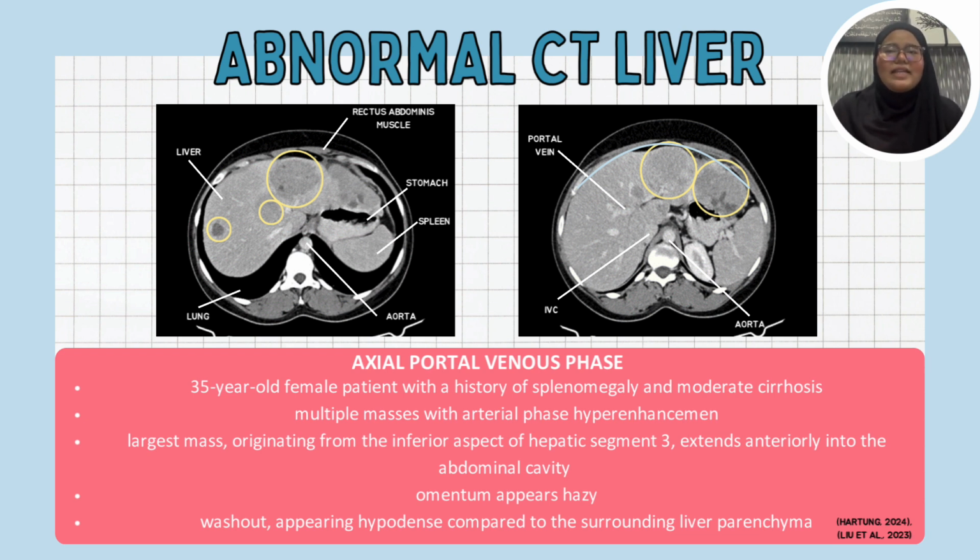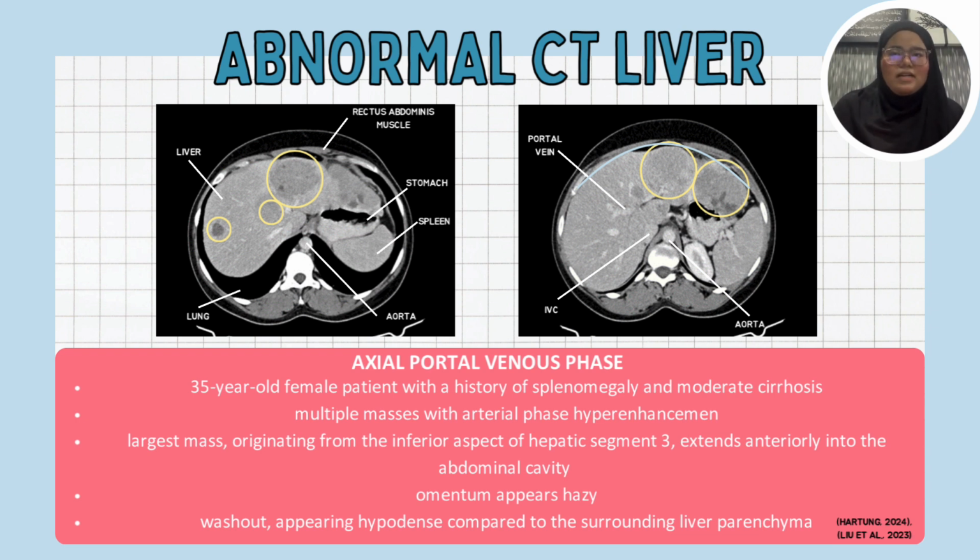I'm going to present about the abnormal CT liver. So this is an axial portal venous phase image from a 35 year old female patient with a history of splenomegaly and also moderate cirrhosis. The liver demonstrates multiple masses with arterial phase hyperenhancement, indicative of the hypervascular nature, consistent with hepatocellular carcinoma (HCC).